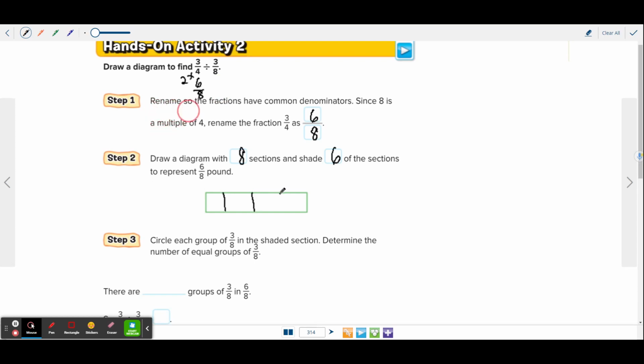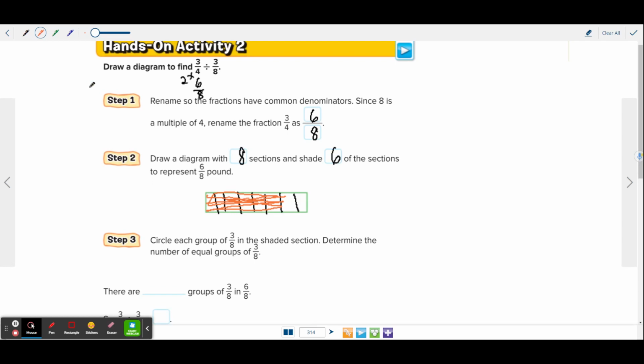So what I'm going to do first is cut it into 4 semi-equal sections and then cut that in half. And that gives me 8 sections. Okay. Now it says shade in 6 of them. Again, we want to make sure that we can still see the lines underneath. 4, 5, 6. Okay.